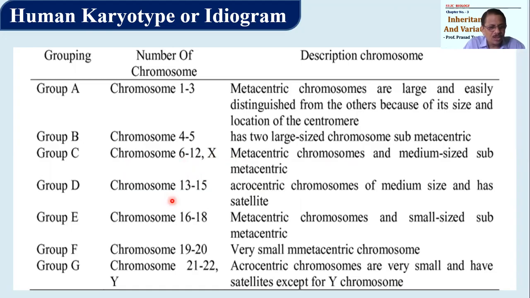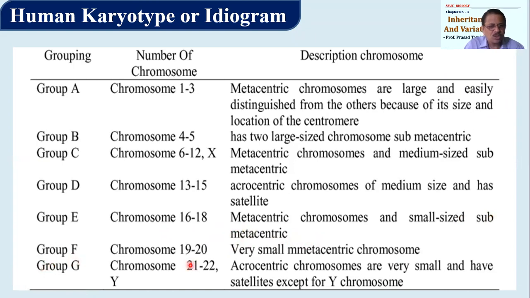Group number 4, D, chromosome number 13, 14, 15 pair will be acrocentric type of chromosomes of medium size and has got satellite chromosome. That's why they're kept separately. So if a question is asked which chromosomes have got satellite, then it is 13, 14, 15. 3 pairs of chromosomes are having satellite. Then group F, chromosome number 16, 17, 18, 3 chromosomes again. These are metacentric type of chromosomes and small sized with metacentric.